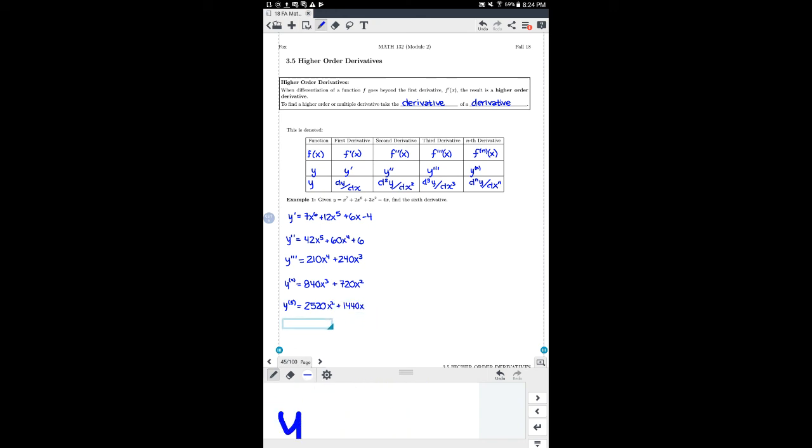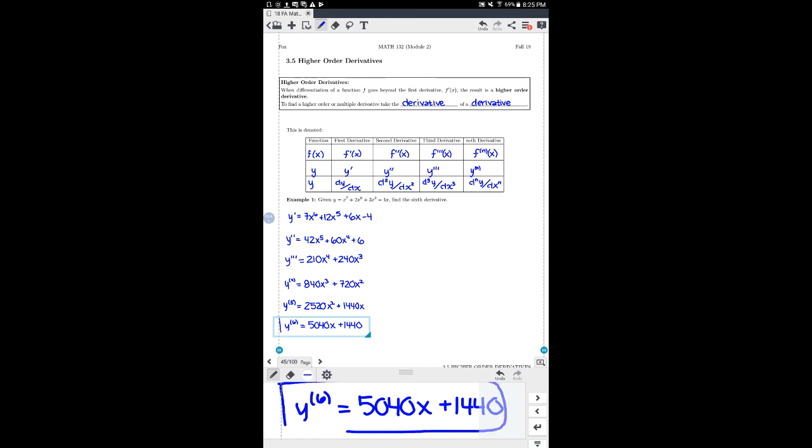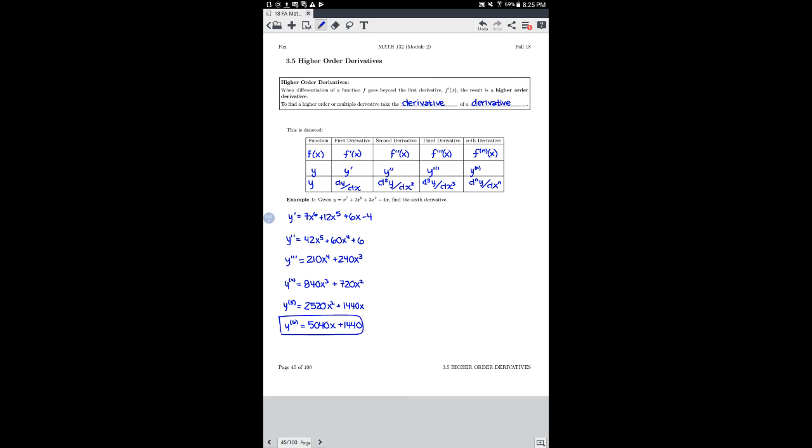Last one. Trying to take the sixth derivative here. 2520 times 2 is 5040. And now I have x to the first there. And derivative of 1440x is 1440. So a decent amount of work, but I wouldn't say it's hard work. And you just want to make sure you label your derivatives for full credit. And we're done with our sixth derivative.